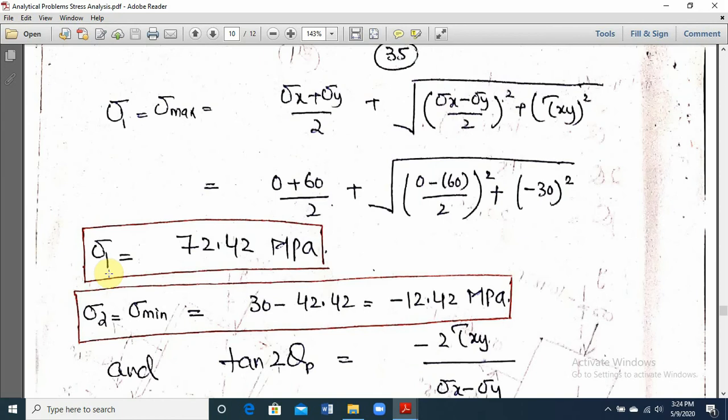We have the value of sigma 1 is equal to 72.42 megapascal, and we have the value of sigma 2 is equal to 30 minus 42.42, which is minus 12.42 megapascal.